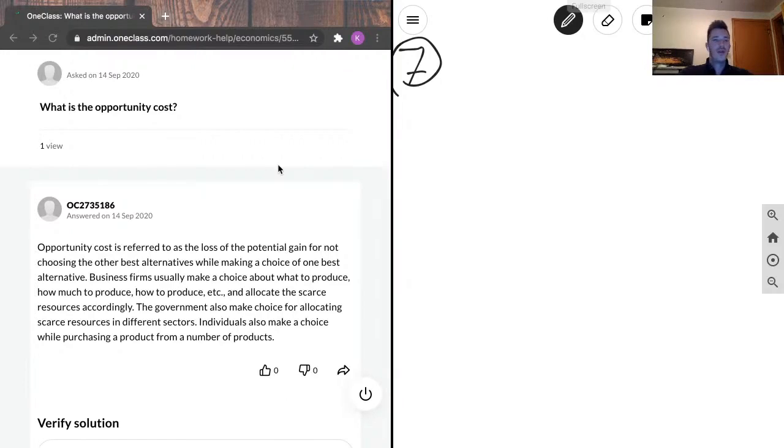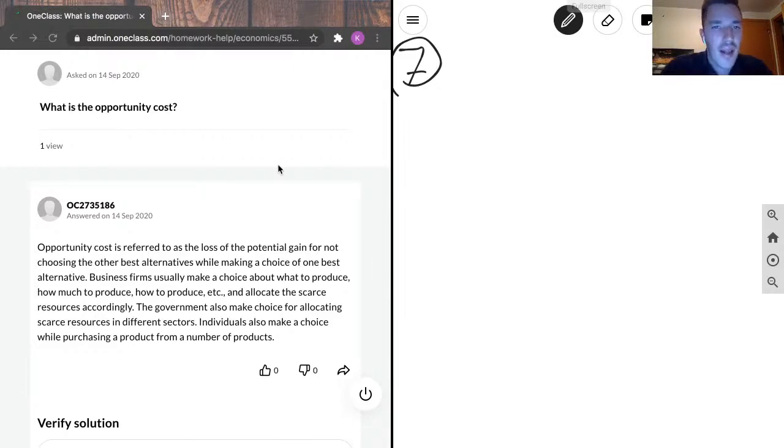And our junior tutor has written that the opportunity cost is referred to as the loss of the potential gain for not choosing the other best alternatives while making a choice of one best alternative. Business firms usually make a choice about what to produce, how much to produce, how to produce, etc., and allocate these scarce resources accordingly. The government also makes a choice for allocating scarce resources in different sectors. Individuals also make a choice while purchasing a product from a number of products.